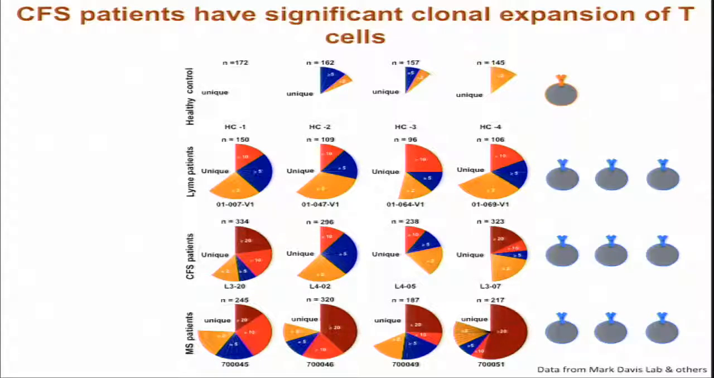And so just to go back to the cartoon, in CFS patients and these other diseases, you have a lot of clonal expansion. The healthy controls just have these unique T cells. Okay, so that is the background and why we are starting our project looking at these clonally expanded T cells. So before I get into those results, I will give you some more background.